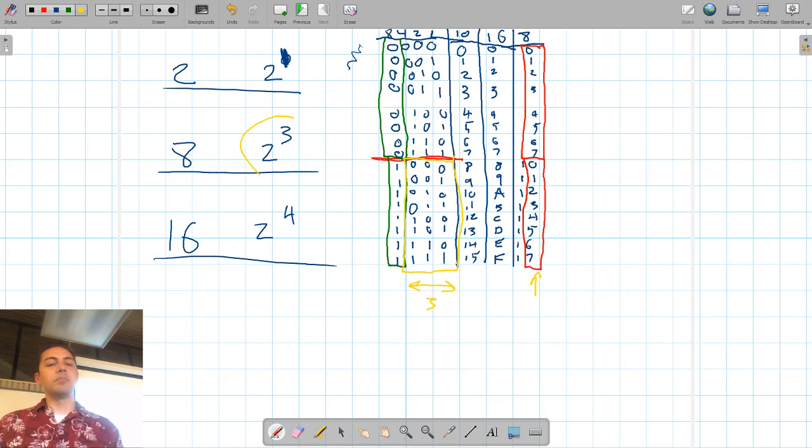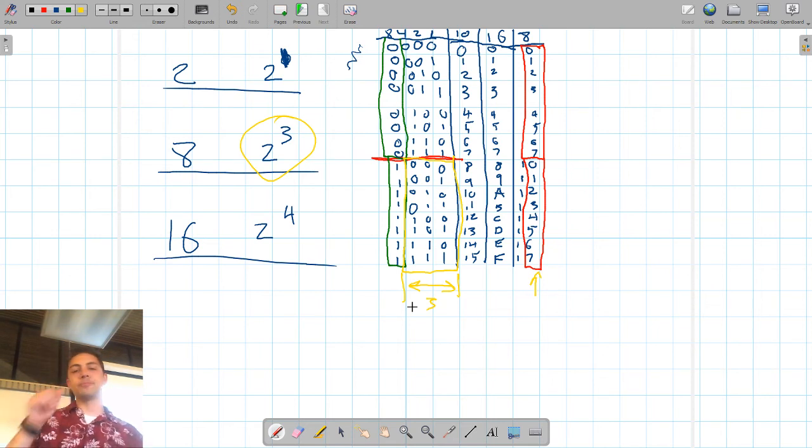It's 3 bits because 8 is a power of 2. So if you have a base that is a power of 2, you can look at a strict number of columns, and directly convert that. Let me give you a larger example here.